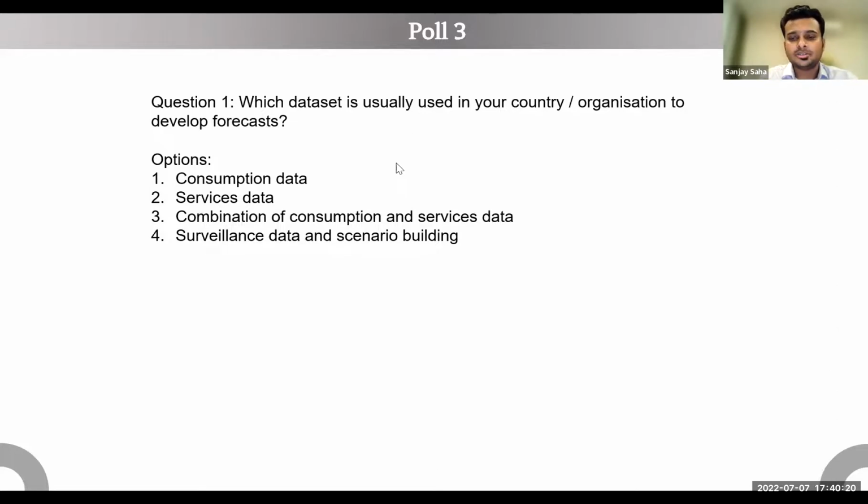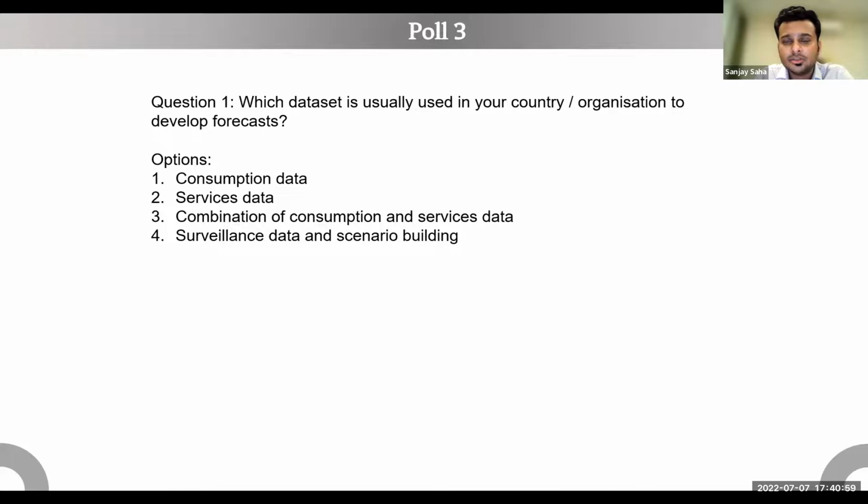But in case if you have any questions, any clarifications, please feel free to ask them. Okay, so majority of you are saying combination of consumption and services, and then in some places it is just consumption data. So which is very common. Like I said before, these are the two data sets which are easy to collect, and in most places these data sets are being used.